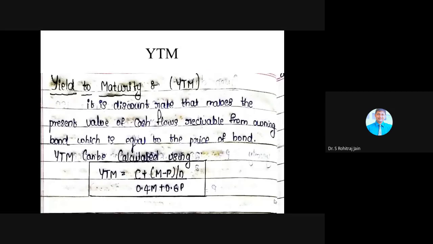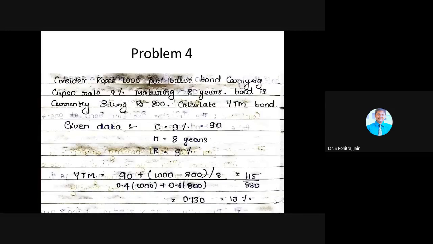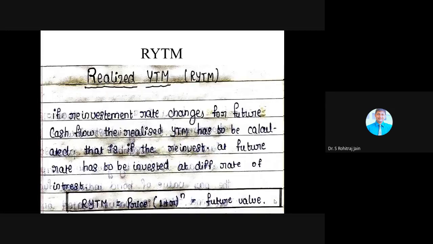Then the second type, we even understood how to calculate the yield to maturity of the bond. Correct? So YTM we calculated as C plus M minus P divided by N, whole divided by 0.4 into M plus 0.6 into P. Now we will understand how to solve the realized yield to maturity of the bond. First, we'll understand what is the meaning of RYTM, also called realized yield to maturity.